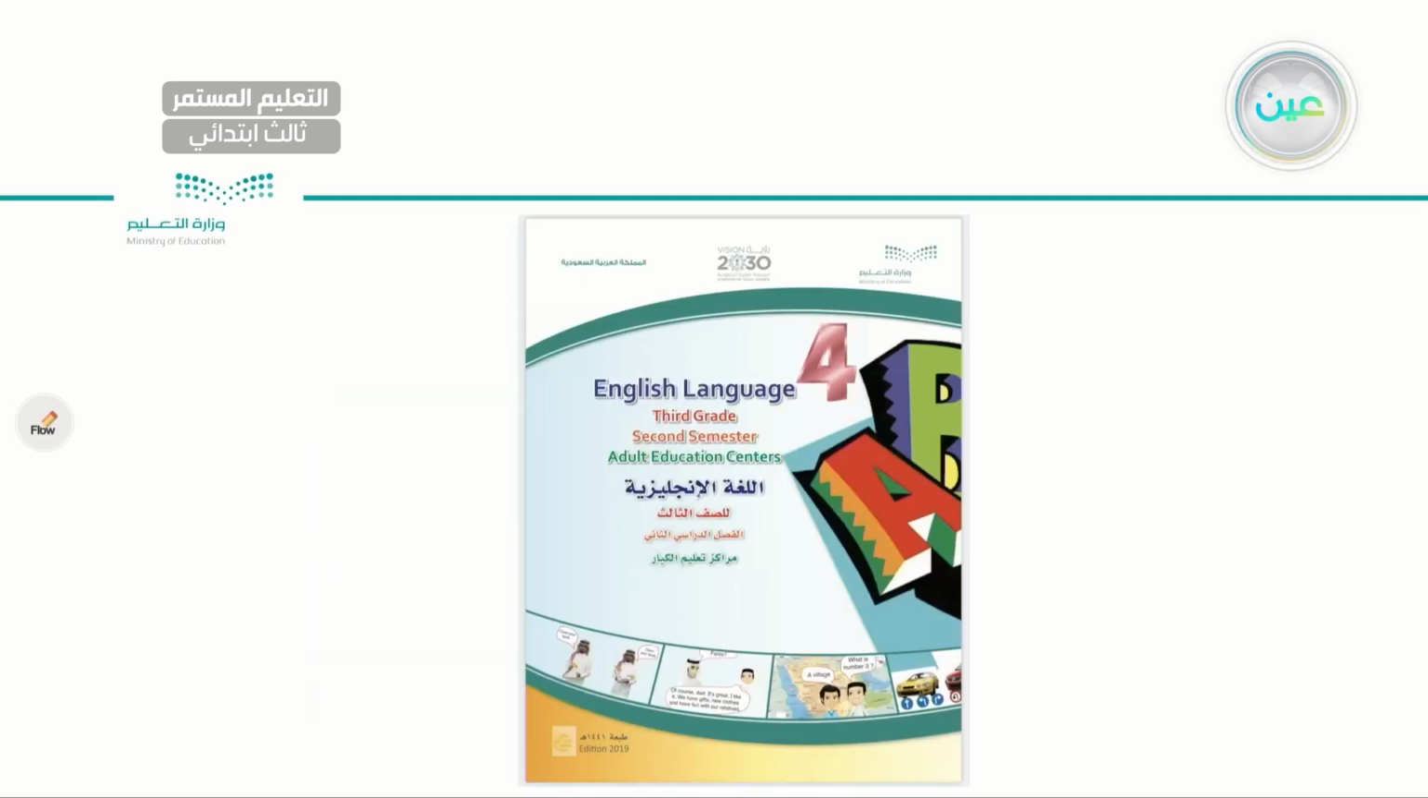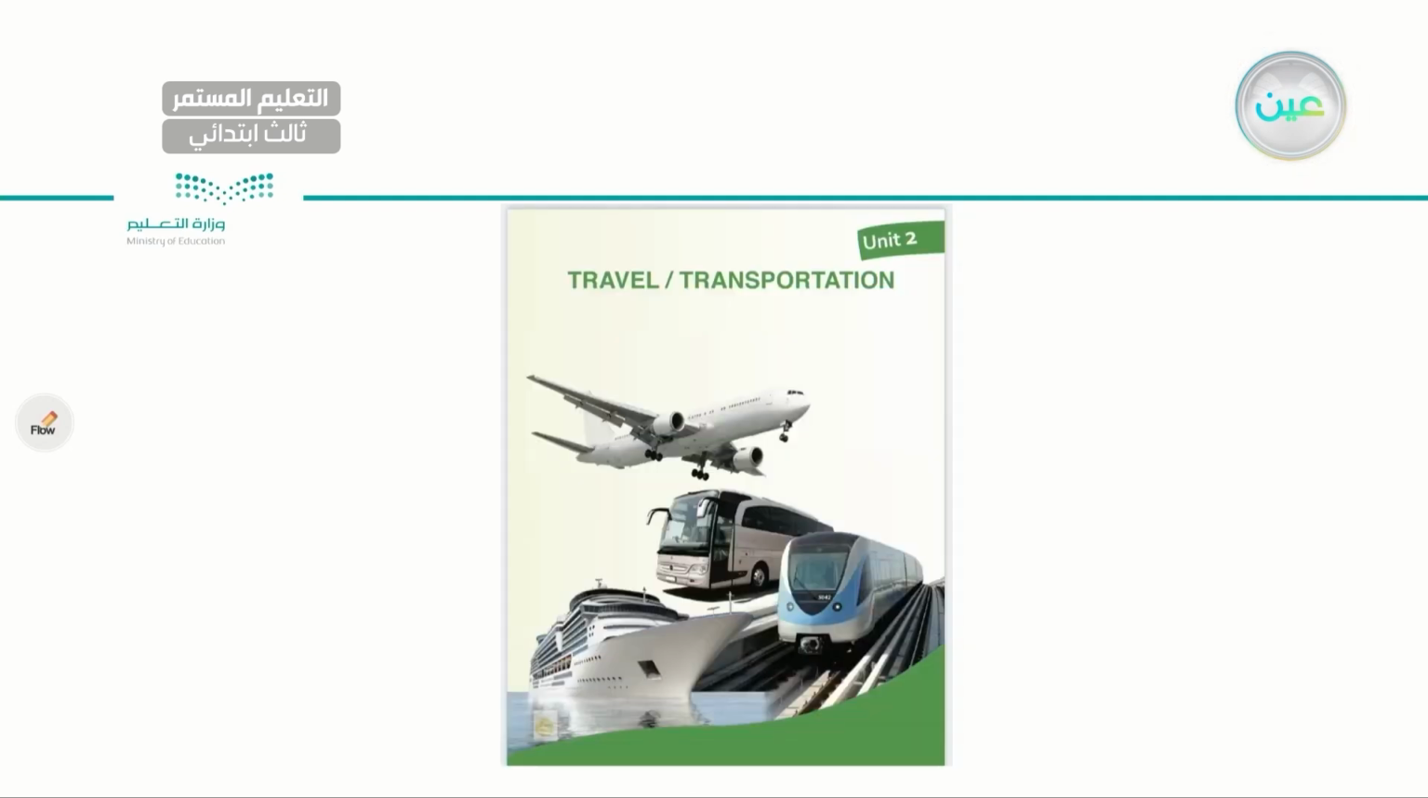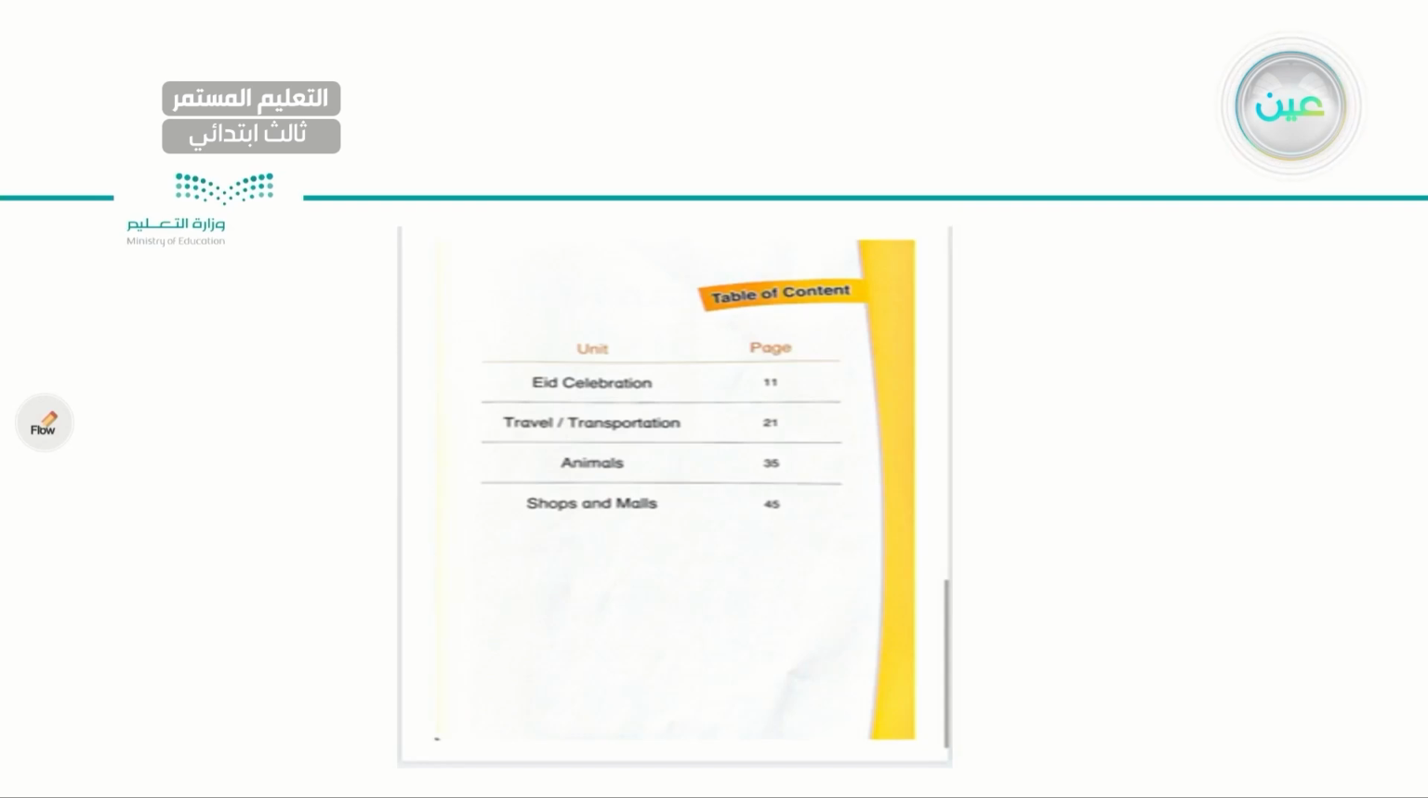So that is your book number 4. Make sure you have this copy. Third year, this will be the second semester. We are going to start revising travel and transportation. That is in your book, unit number 2. That was the first unit we had in this semester. This unit starts at page 21 up to page about 34 or 35. Make sure you go around between those pages. Travel and transportation is unit number 2.